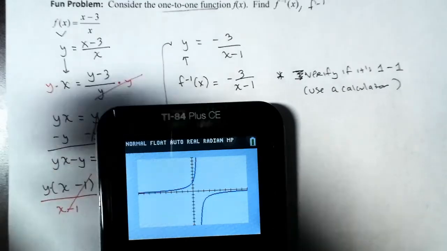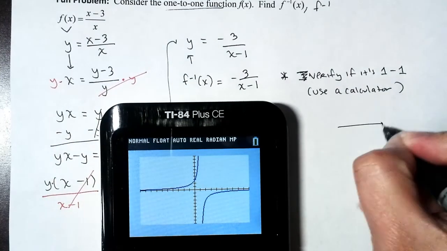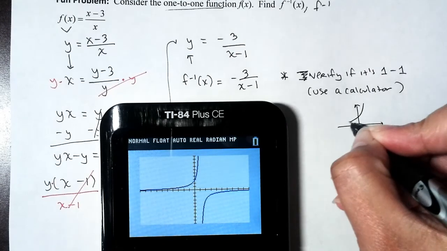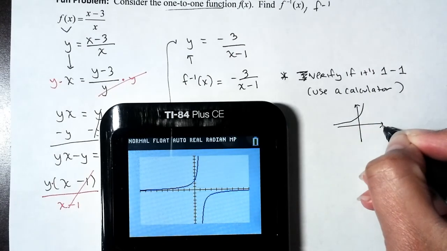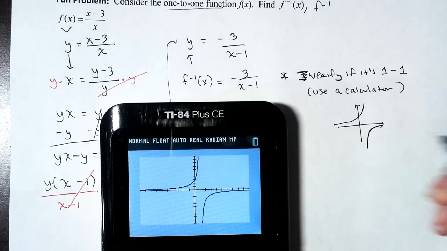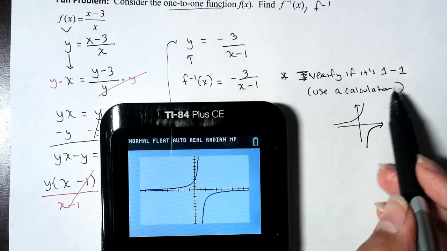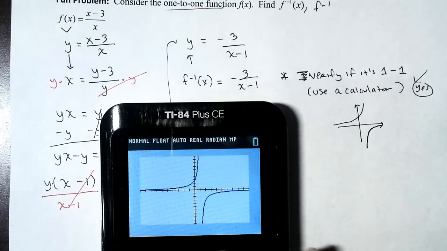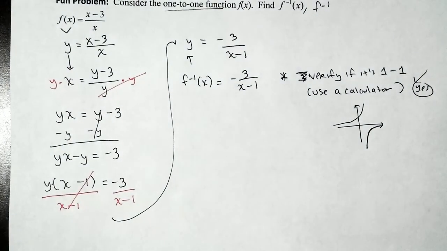So let me just do a quick sketch, because this is how I take a screenshot. So it's something like this. Something like this. I tried my best. Okay, yeah, I shouldn't have taken a screenshot. Okay, so verify if it's 1-1. Yes, it is. Cool. So because it is, we don't have to restrict the domain.